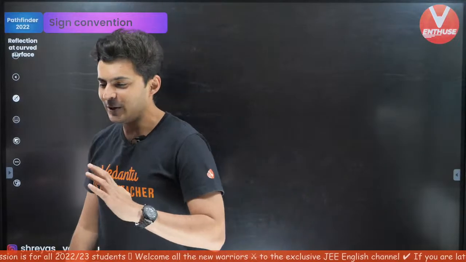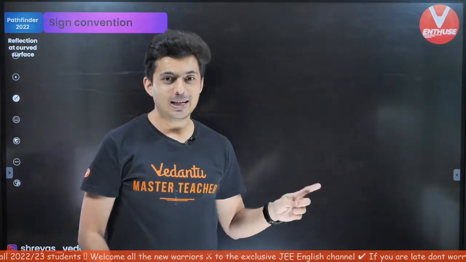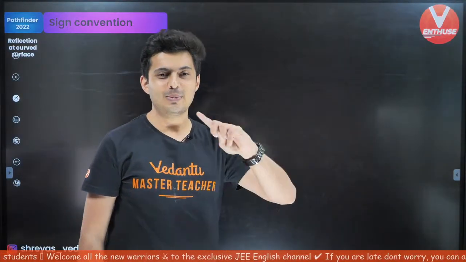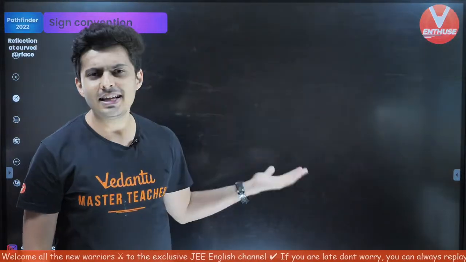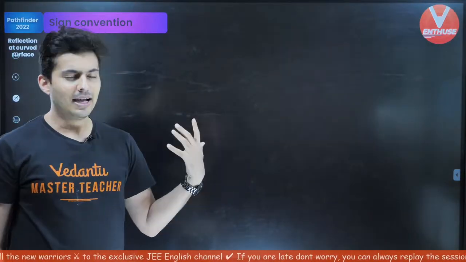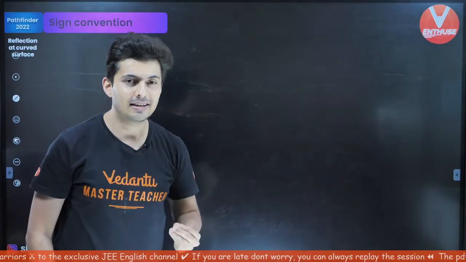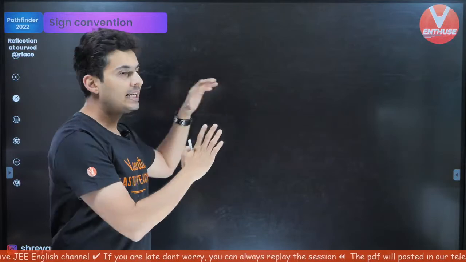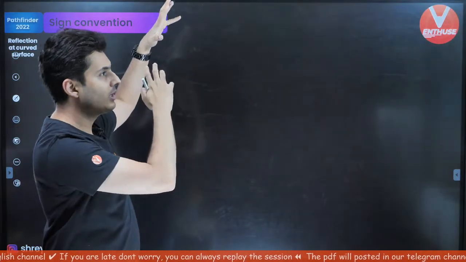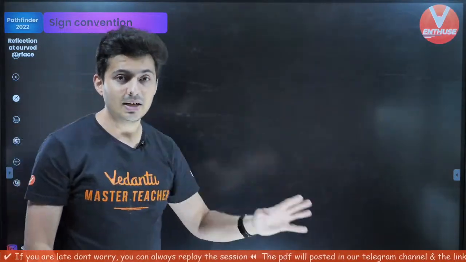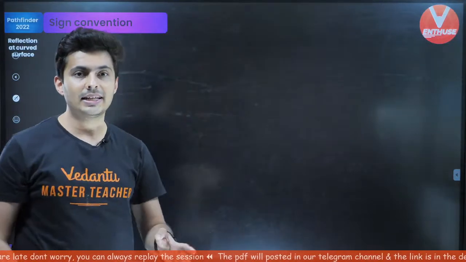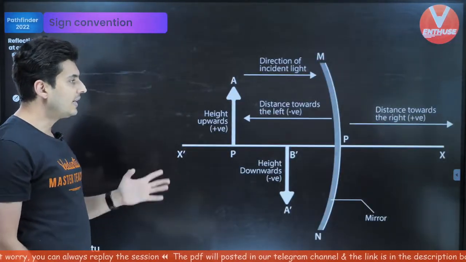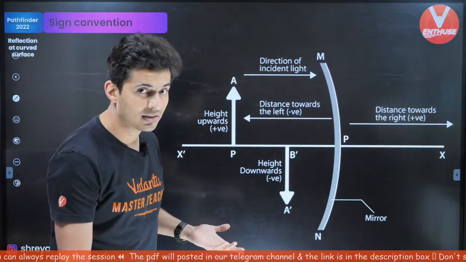Okay, so what is the sign convention that you have? This sign convention is going to be very helpful when you apply the mirror formula, lens formula, magnification, anything, you are going to need the sign convention. Now many students think right side is positive, left side is negative, up is positive, down is negative. That is completely wrong. If you have been told like that, that is wrong. Now let me tell you how the sign convention works.